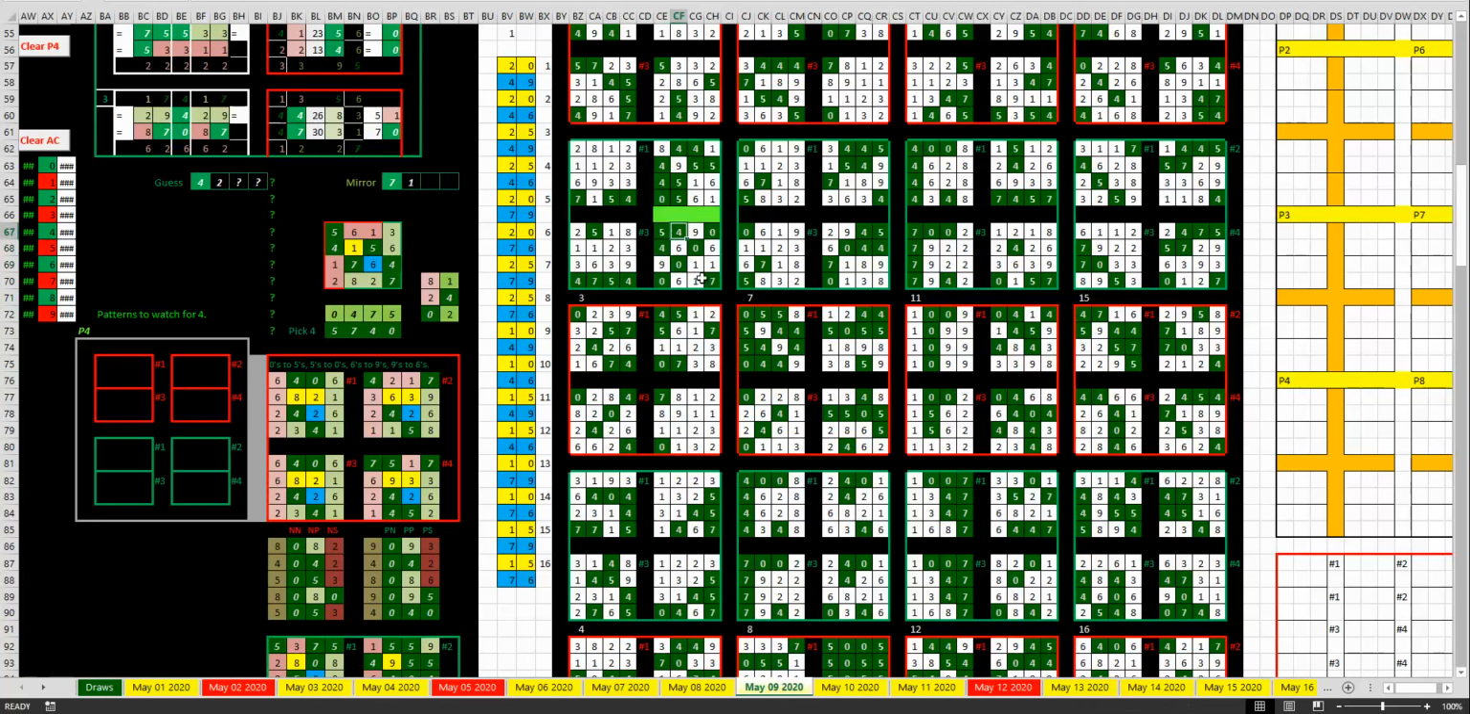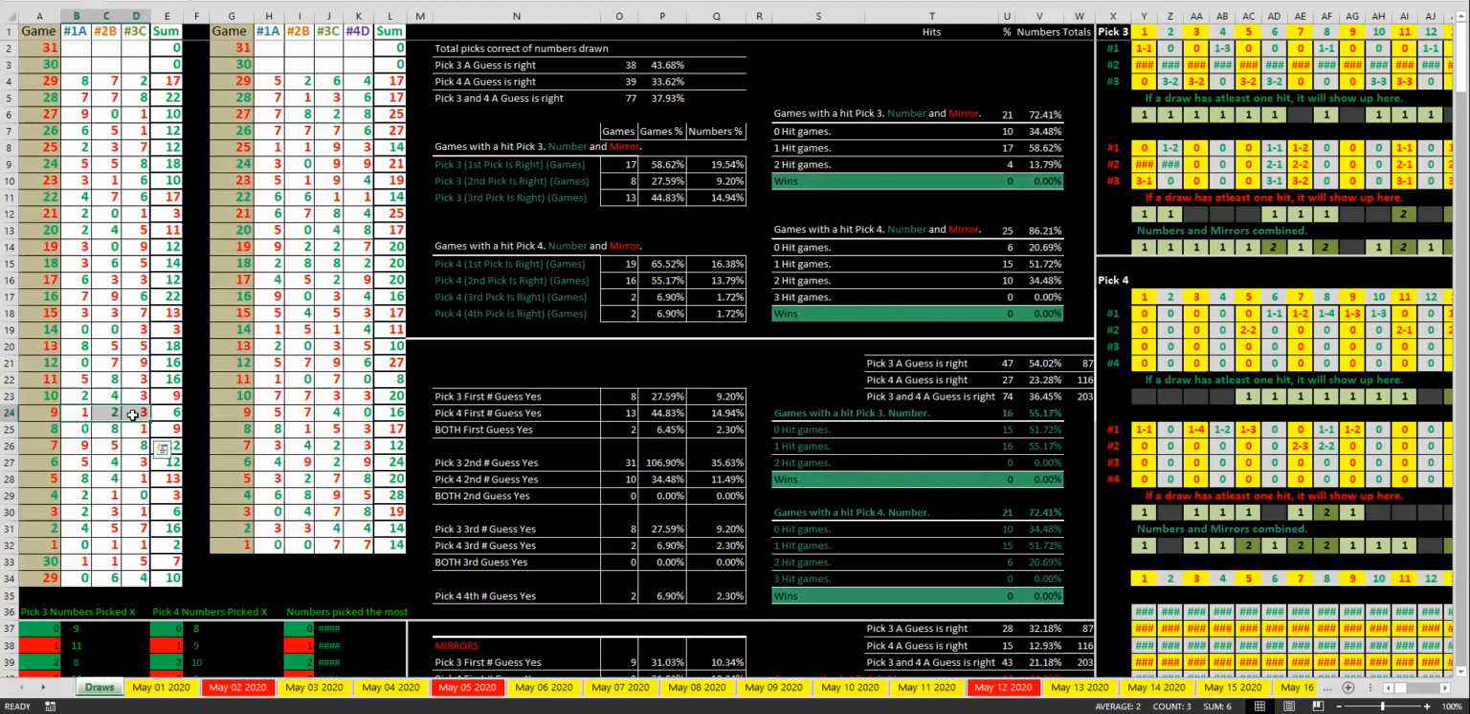So there's 5407, and then you have your 9s here, which are, like I said, the same additive purpose as a 0. And the pick 3 that day was 1, 2, 3.